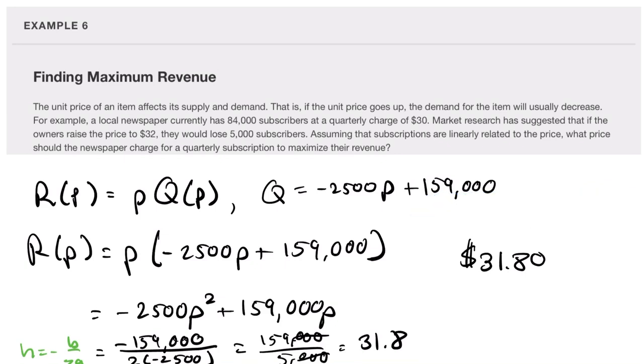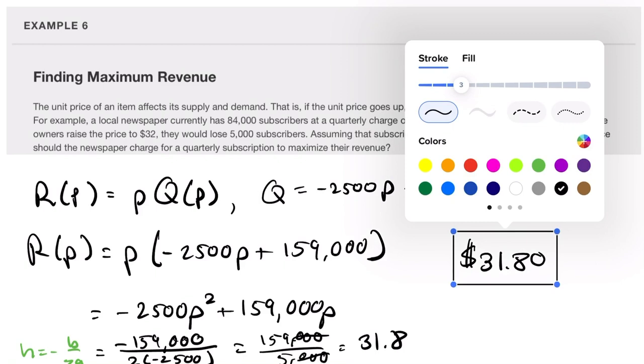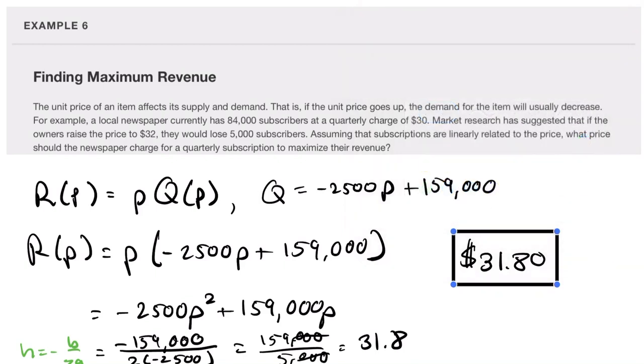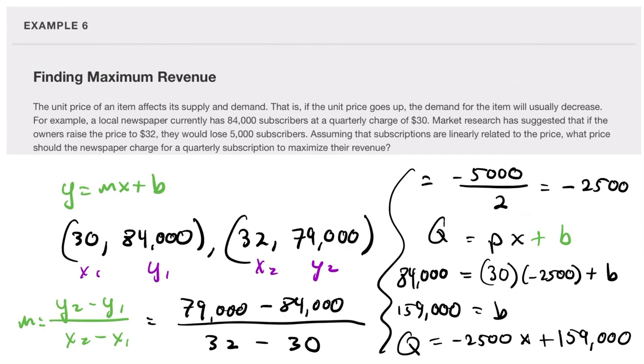That one got me. I think I was struggling because I was trying to jump straight to my revenue function, and I was kind of ignoring a step. So let's back up and look at it one more time. Essentially they gave us two pieces of information. When we charge $30, we get 84,000 subscribers. If we charge $32, we'll get 79,000. So we can find the equation of the line through these points, and that gives us the number of subscribers based on the price, Q based on P.